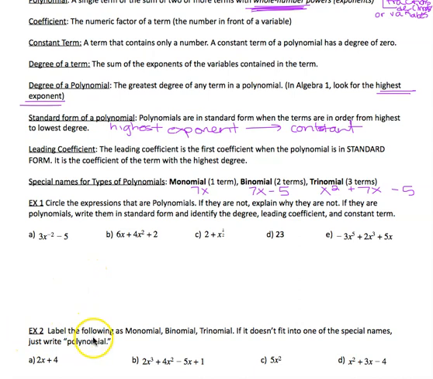All right, so we are going to look at some examples of using these definitions, and I'm going to go through a few for you, and then I'm going to have you try some things. So, example 1, circle the expressions that are polynomials. If they are not, explain why they are not. If they are polynomials, write them in standard form and identify the degree, the leading coefficient, and the constant term.